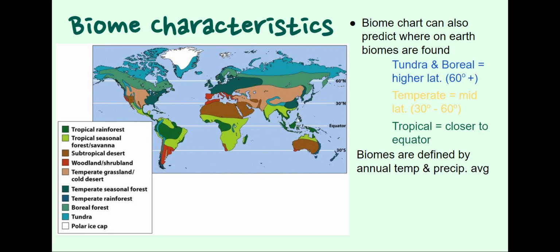So over here, we can see tropical is closer to the equator, so that's, like I said, from the equator to 30 degrees on both sides. And then next is the temperate biomes, which are middle latitude, so 30 to 60, and then 30 to 60 here as well, but can't get that there. And the tundra and boreal biomes are the highest latitudes. They're above 60 degrees.